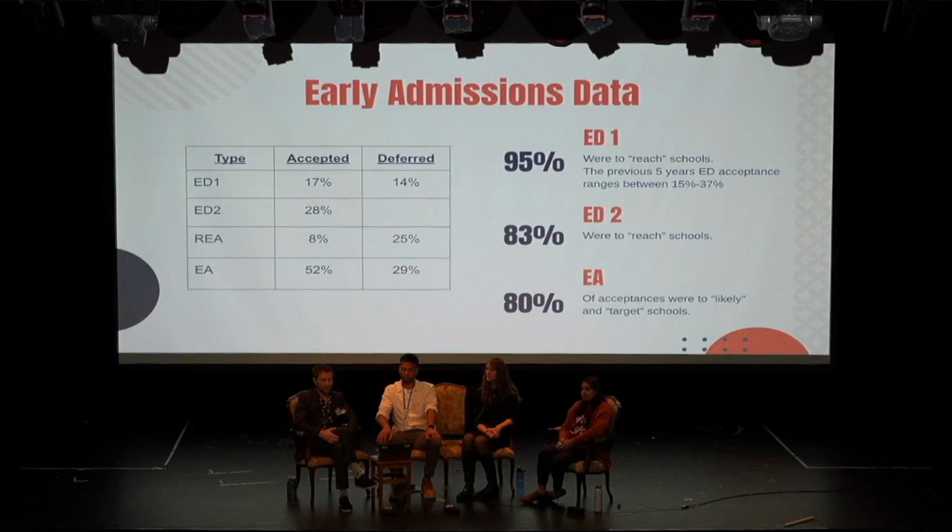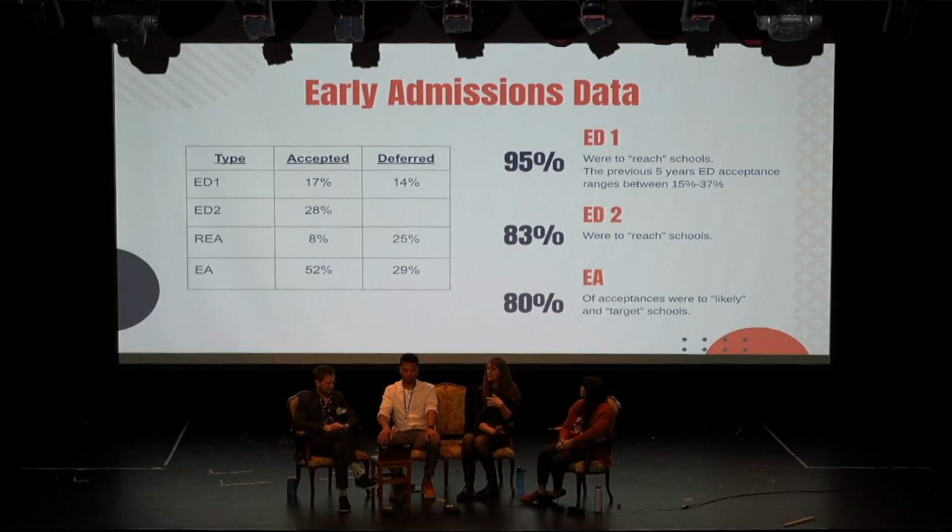When we look at ED2, we see that the acceptance rate went up to 28%, and the percentage of those that were reach schools goes down to 83%. So students who didn't get into their ED1 had more students applying to a target or a likely school, and so we start to see that acceptance rate go up. When we look at our early action acceptance rate, we see 52% with 29% deferred. And then we see that 80% of those applications were to target or likely schools. The majority of them were likely: 50% of them were likely, and 30% were target.